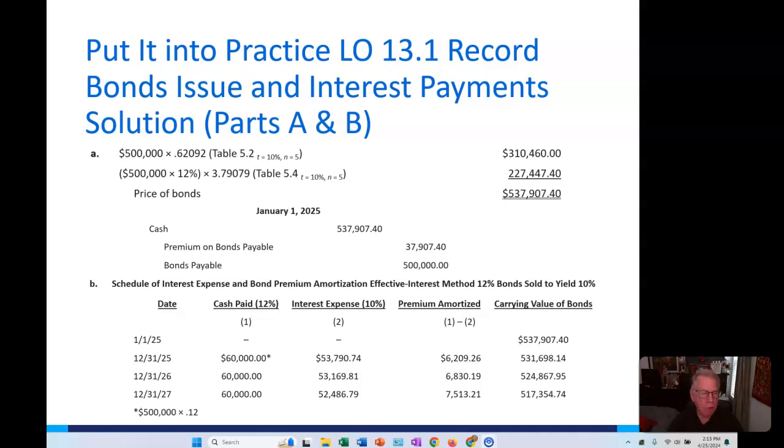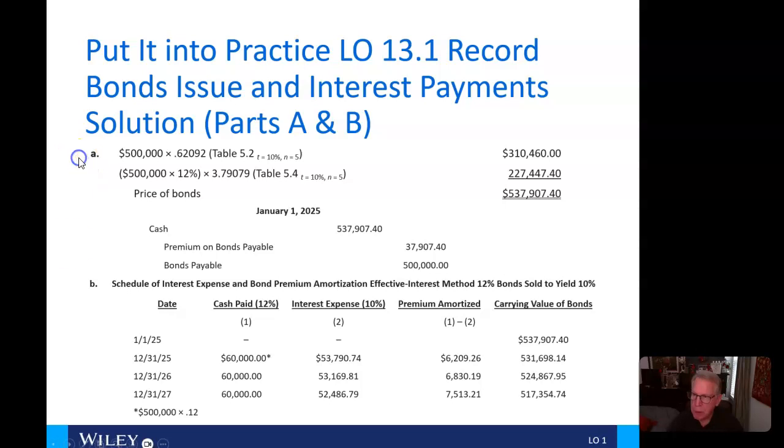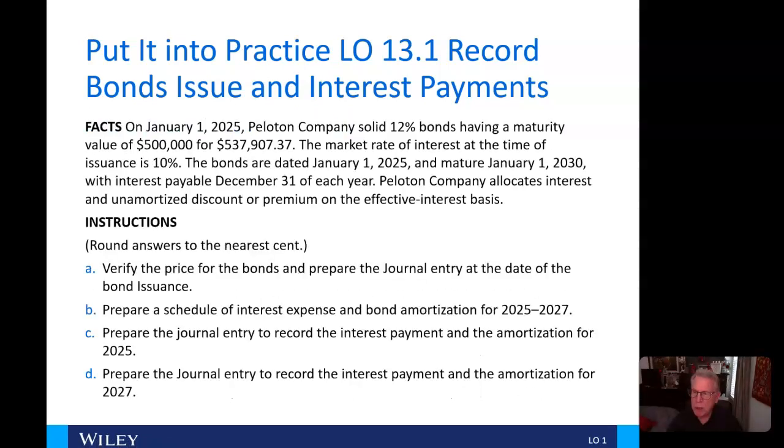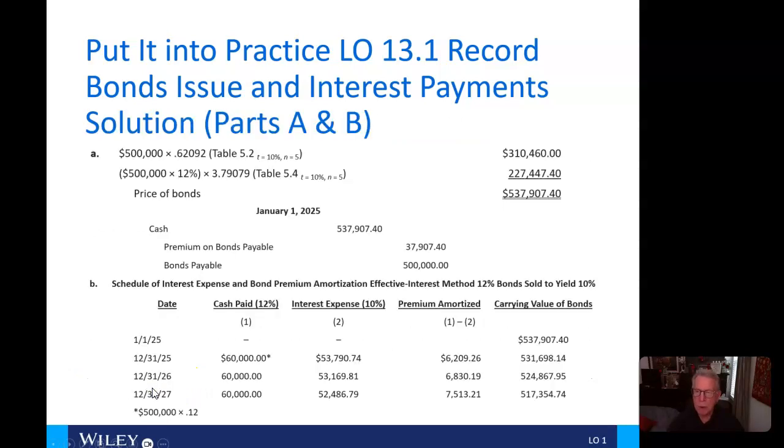And when we left off, we had finished Alpha here and Bravo here, where we set up the effective interest method schedule. But we still need to do Charlie, which is preparing a journal entry to record the interest payment and amortization for 2025, and then the same thing for Delta for 2027.